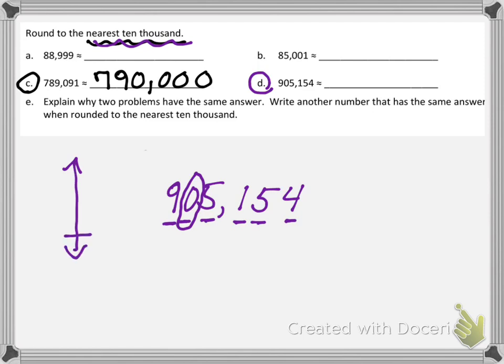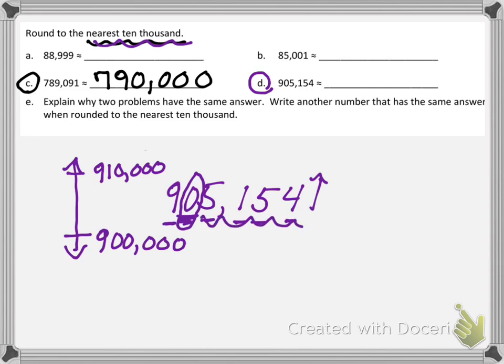The lowest we can go, so this number is going to start with 900,000, and if we go up another 10,000, it would bring us to 910,000, because this is the 10,000s place. So if we focus on this information here, 5,154, because of this part of this number, is it closer to 900,000 or 910,000? And it's closer to 910,000 due to this 5 and above.